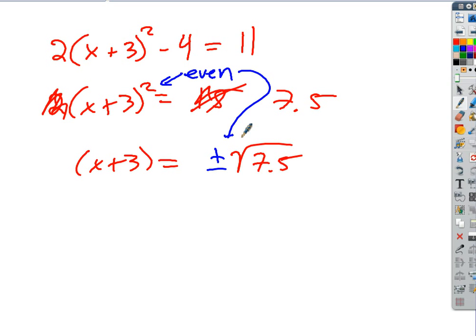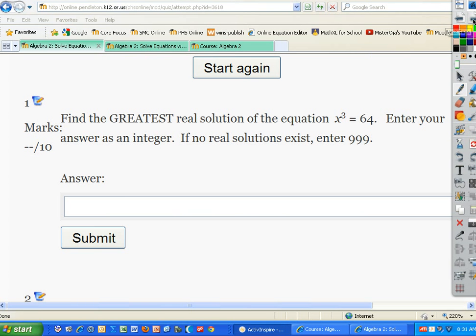And then the last step would have just been to subtract 3 from both sides. And so we just would have had negative 3 plus or minus square root of 7.5 and been done, right? Well, the whole point of adding this stuff today, really, is to allow us to do stuff like that for problems that aren't just quadratic.